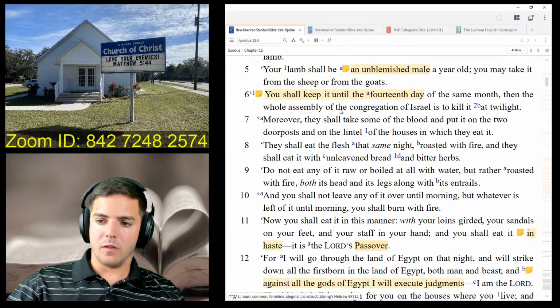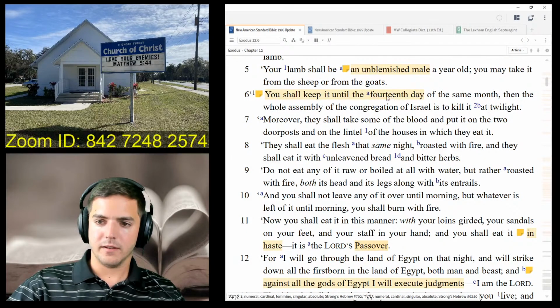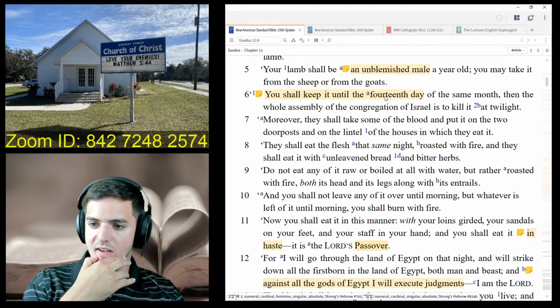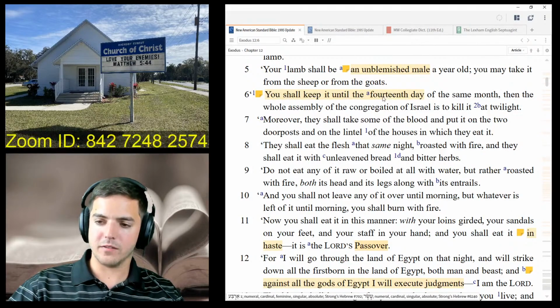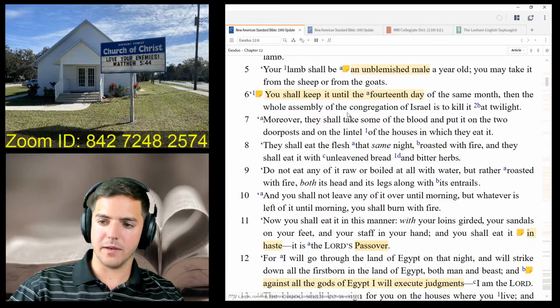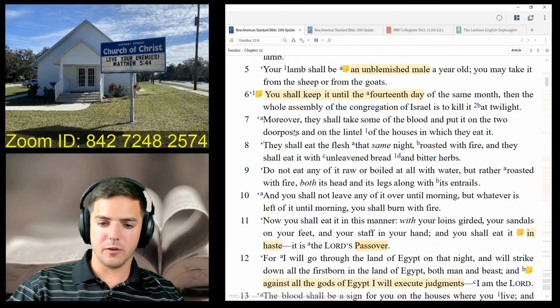All right, so on the 14th day of the first month, here in Exodus 12 and verse 6, they are to offer up this lamb. They're to kill this lamb at twilight. Now, one quick note about this.